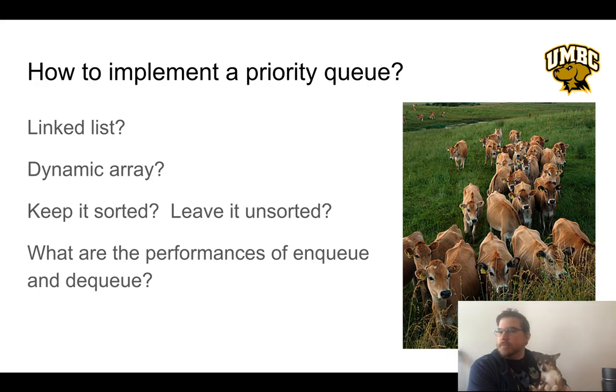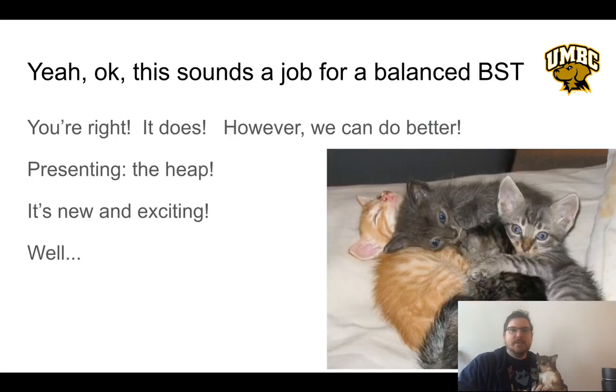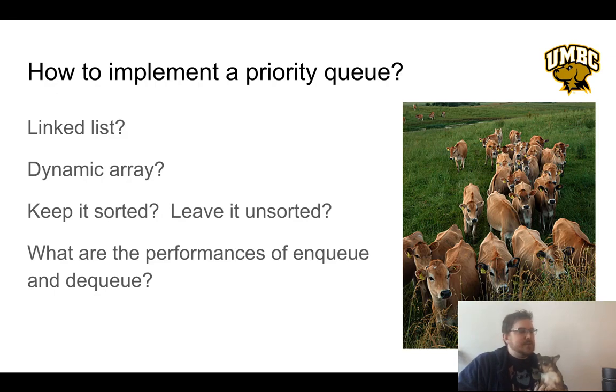But discuss amongst yourselves, how would you implement a priority queue? So we did a normal queue with a linked list or a dynamic array. And it turns out we're always going to use a linked structure or a dynamic array. So how do we do it? And then how do we do it efficiently? Or is there something else we could use? So I'll give you guys a moment there to consider while Charlie and I hang out.